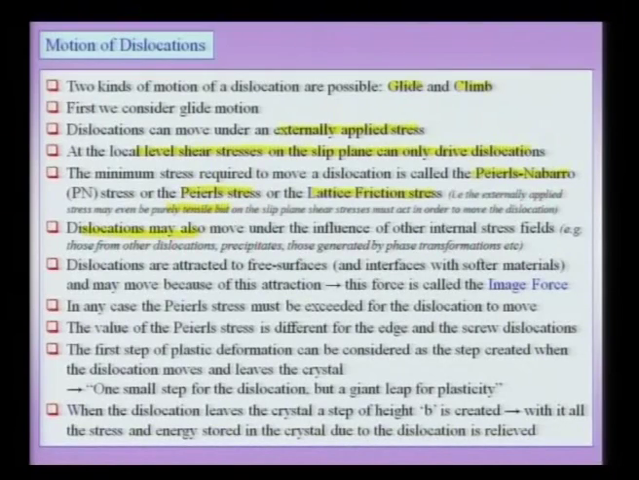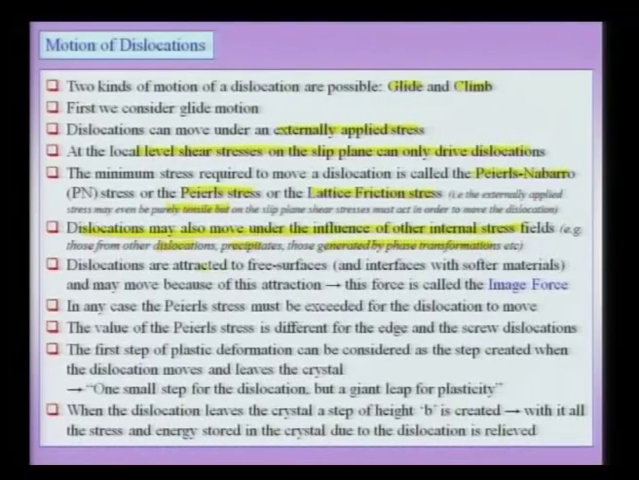Dislocations may also move under the influence of other internal stresses, for instance arising from other dislocations, precipitates, and we will also take up the case of a free surface or those stresses which are generated by phase transformations. So there could be internal residual stresses, which could even be, for instance, residual thermal stresses, which can lead to the motion of dislocations. So even though we may not have an externally applied shear stress, there could be these other internal agents which could actually be giving rise to a shear stress on the slip plane, finally leading to the motion of a dislocation.